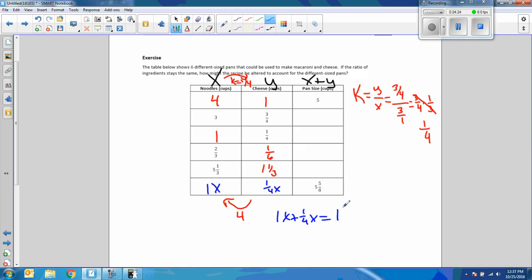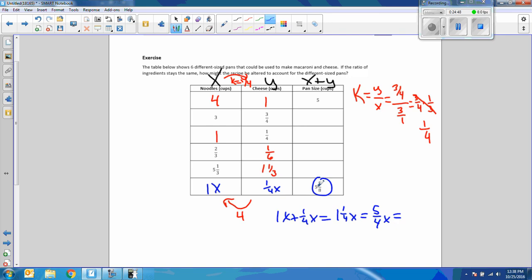So that's 1 1/4 X. We're just adding an X and 1/4 of it. Okay, 4 times 1 is 4, plus 1 is 5. So I'm going to turn that into an improper fraction. 5/4 X. 5/4 X equals this.